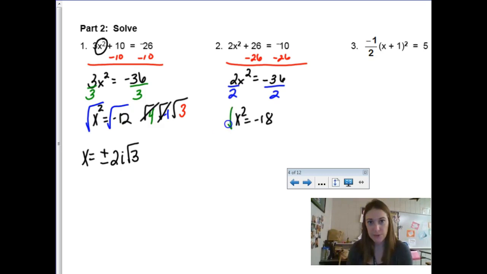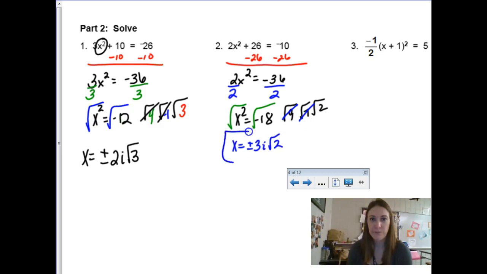And then when we square root both sides, we end up with plus or minus. And remember, we're going to break down the radical where it's the perfect square, which is 9, the negative 1 in the middle, and the leftover is a 2. So this becomes 3i, and then square root of 2 left over. Okay. Let's try another one.